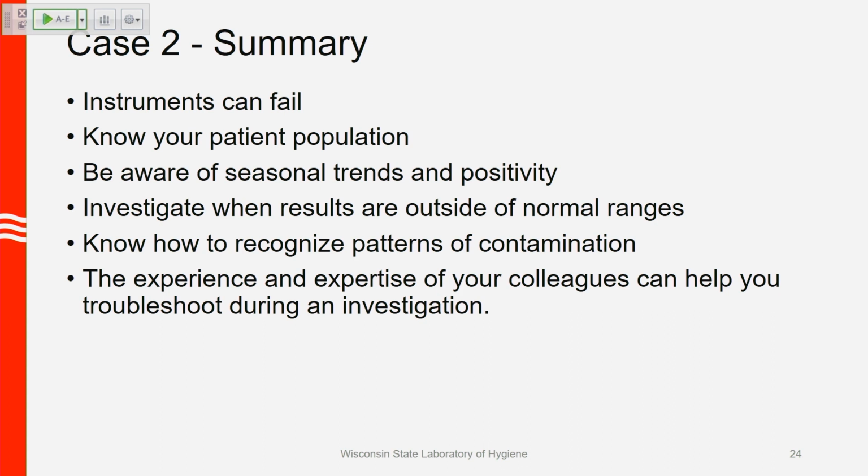Knowing your patient population and what's normal for your patient population, what's normal seasonality, can really help you in determining if this is an unusual result or not. Investigating when results are outside of normal range can help you dig down and answer those questions. It doesn't necessarily make sense to do a deep dig review on every single run that pops out, but recognizing those red flags that something might not be right can really help you find the answers.